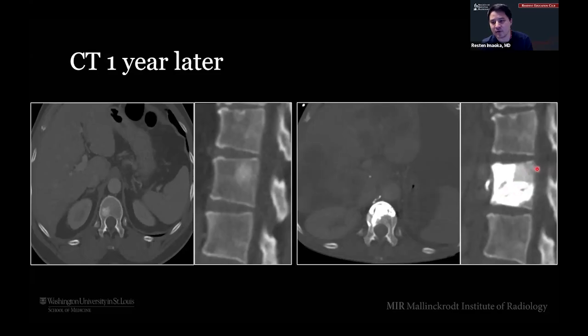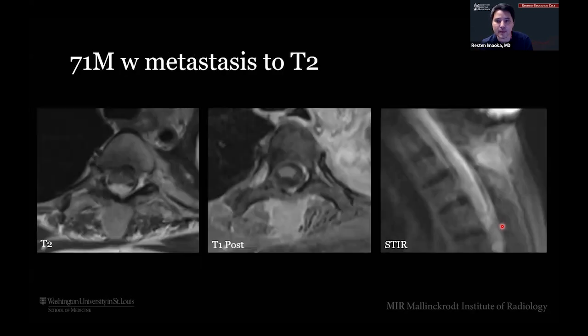So this is good, right? We prevented him from getting that epidural disease back here where he's going to get myelopathic, develop those symptoms, or any sort of radicular pain. So although he progressed elsewhere, we really did provide a good palliative effect for this location here too.